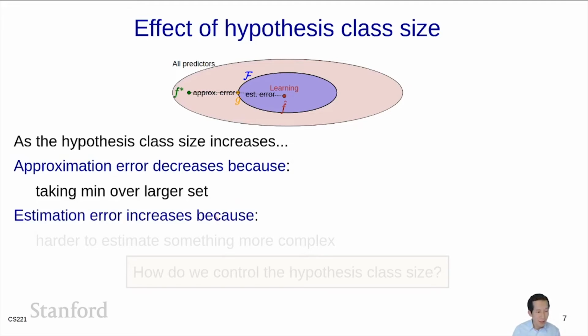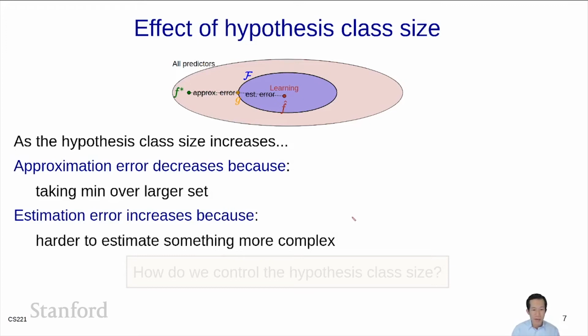The second thing that happens is that the estimation error increases when the hypothesis class grows. And this is because it's harder to estimate something more complex. There's just more functions that the learning algorithm has to figure out which one's the correct one given the limited data. There are ways to make this more precise using the tools from statistical learning theory, but I'll just leave it as an intuition for now.